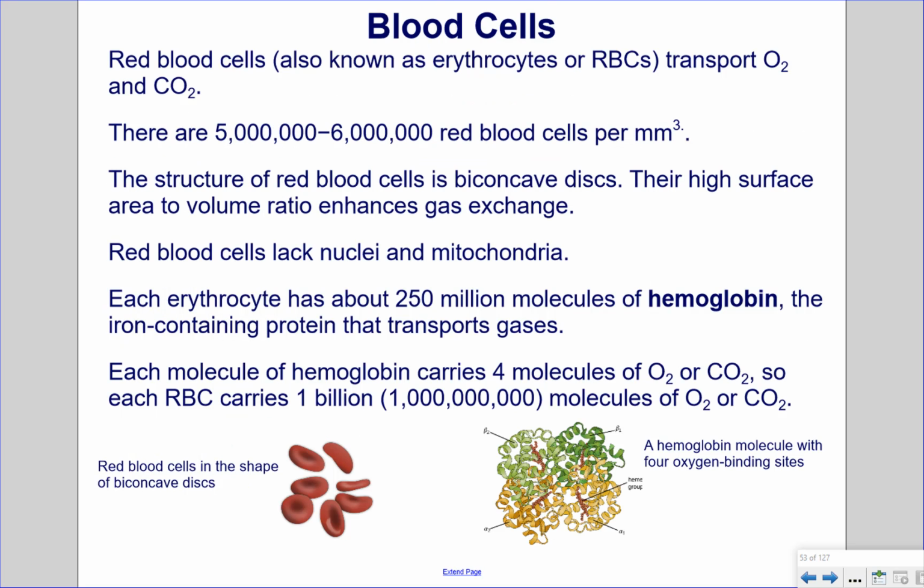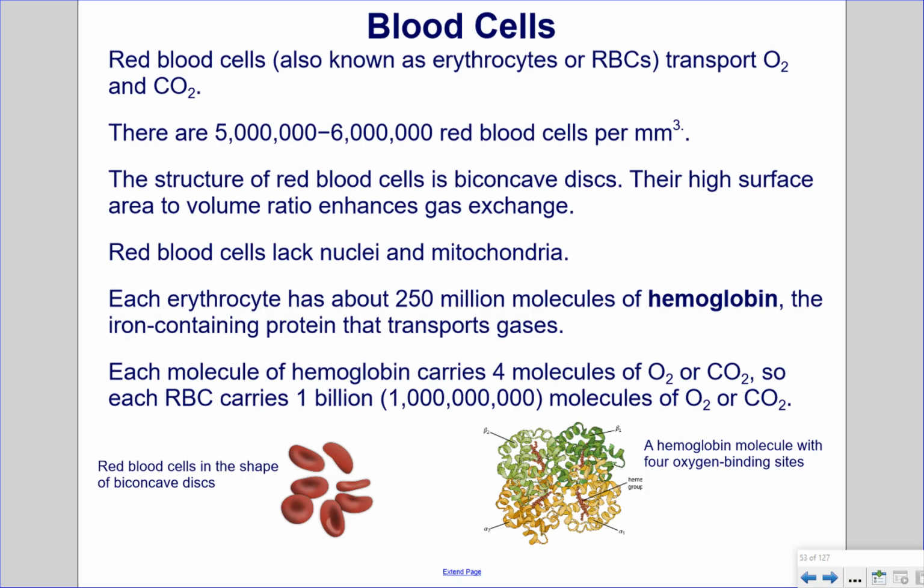Blood cells. Red blood cells, also known as erythrocytes or RBCs, transport oxygen and carbon dioxide. There are 5 million to 6 million red blood cells per millimeter cubed. The structure of red blood cells is biconcave discs. Their high surface area to volume ratio enhances gas exchange. Red blood cells lack nuclei and mitochondria. Each erythrocyte has about 250 million molecules of hemoglobin, the iron-containing protein that transports gases. Each molecule of hemoglobin contains 4 molecules of oxygen or carbon dioxide, so each RBC carries 1 billion molecules of oxygen or carbon dioxide.